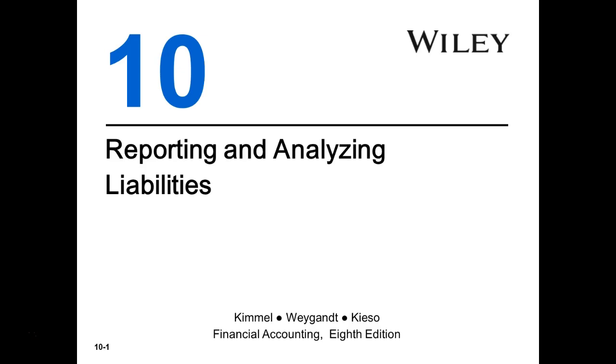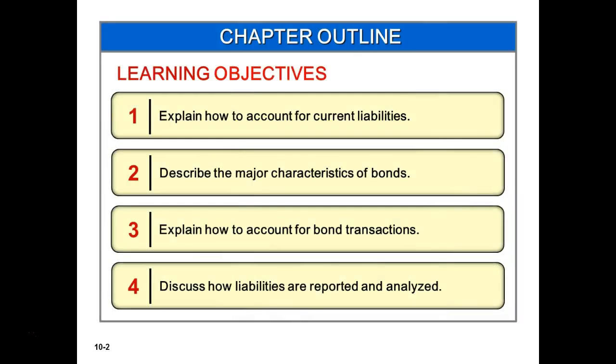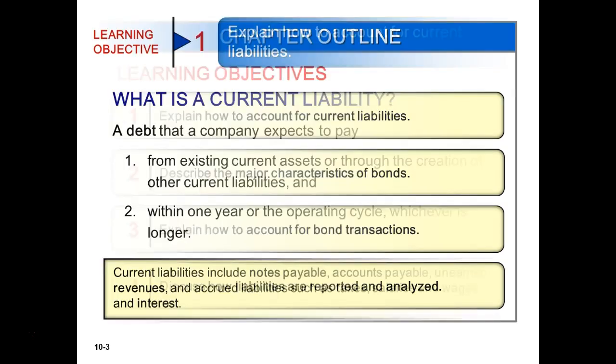This is Accounting 1, Chapter 10, review of Chapter 10 topics. This chapter focused on reporting and analyzing liabilities. Some of the key learning objectives are how to account for current liabilities, and we talked about how current is anything that is less than a year, generally speaking. The major characteristics of bonds. Bonds is key for this chapter. And also how liabilities are reported and analyzed.